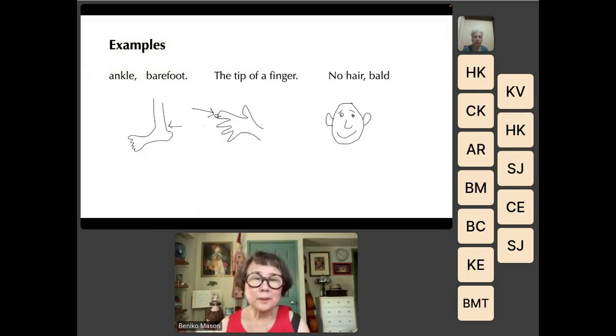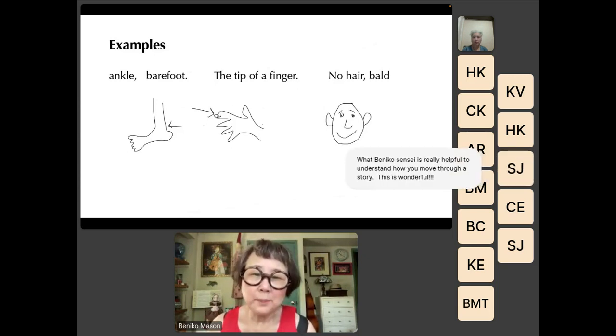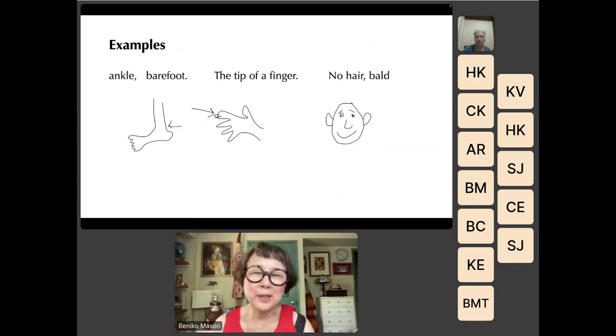So for examples, when you are talking about an ankle, you just draw a picture of a foot like this. And when you are talking about barefoot, then you just draw a picture of a foot like this without socks or shoes, and you tell them this is barefoot. The tip of a finger, then you just draw a picture of a finger, and then you tell them this is the tip of a finger. This place is a tip. And when you want to talk about no hair, bald, then you just draw a man's face without any hair and say he had no hair, he was bald.